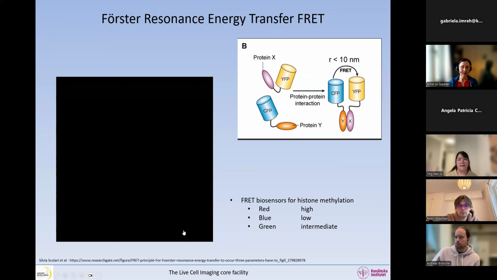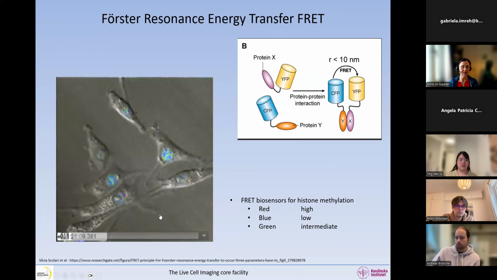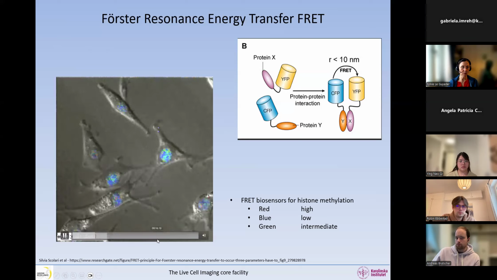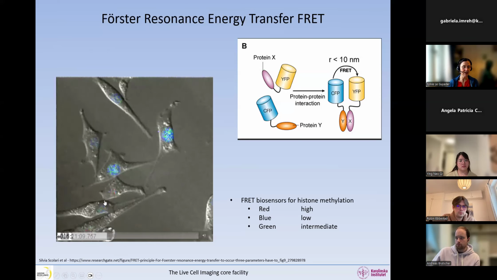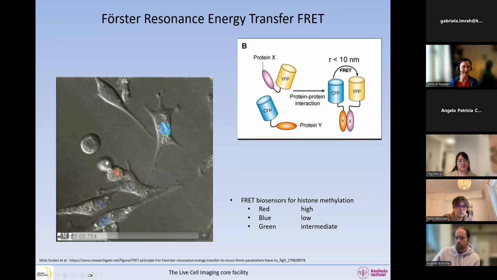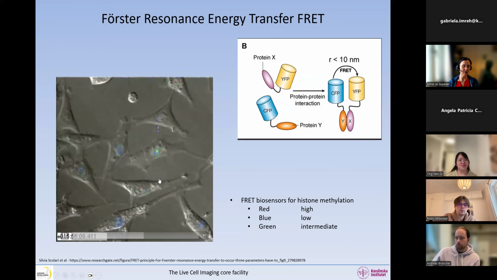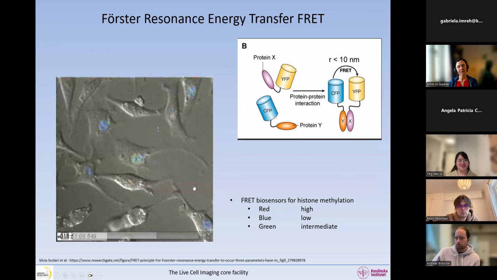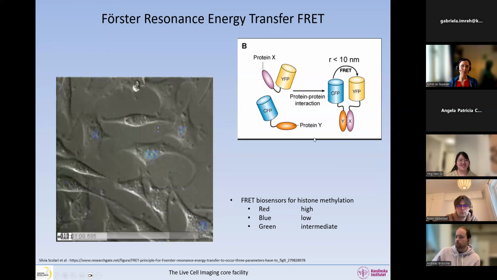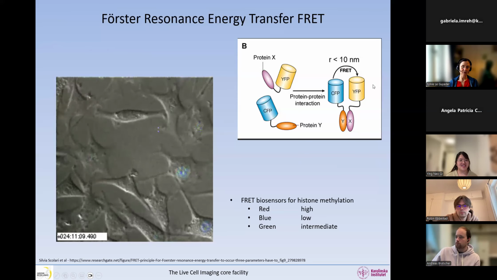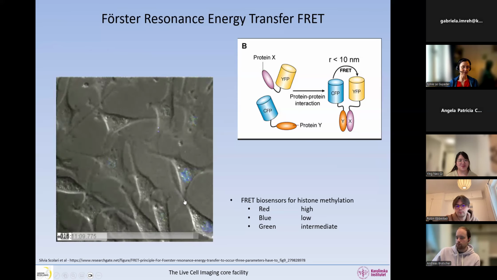And so what you see in this is that we will have different colors in the cells. Red means a high methylation, blue means a low methylation, and green means intermediate, because it's color coded. So you can see the cells are there and they're all blue, blue, blue, blue. And then at some point the cells start dividing and then it turns red. So whenever the cells divide, we have methylation of the histones, and we can visualize this because of the FRET biosensor, which means that the biosensor starts fluorescing.